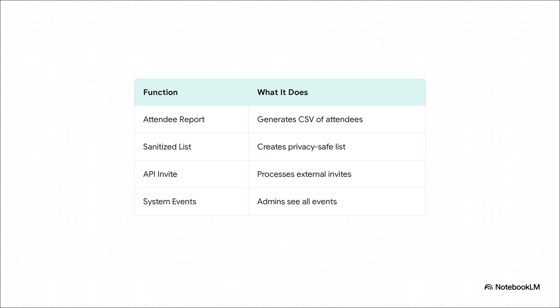An organizer can just pull a report of everyone who signed up. Simple enough. But look at that second one. Get Event Attendees Sanitized List. Now this is huge. It means you can create a list where all the sensitive, personal info is hidden. That's so important for protecting everyone's privacy. The system can also grab invites from other platforms. And for the top-level admins, they get this incredible bird's-eye view of everything happening across the entire system.